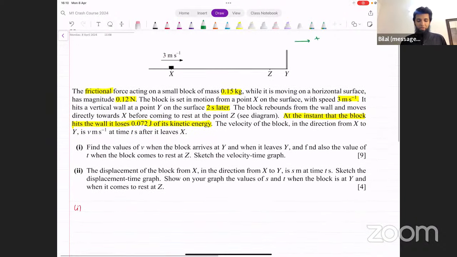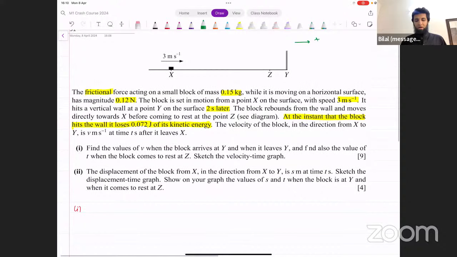Find the value of V, the velocity, when the block arrives at Y and when it leaves Y. And find also the value of t when the block comes to rest at the point Z. And once you have done all of that, they want you to sketch the velocity time graph for the journey of this block as well. Now let's do it step by step. So there are quite a few things that they're asking us for.